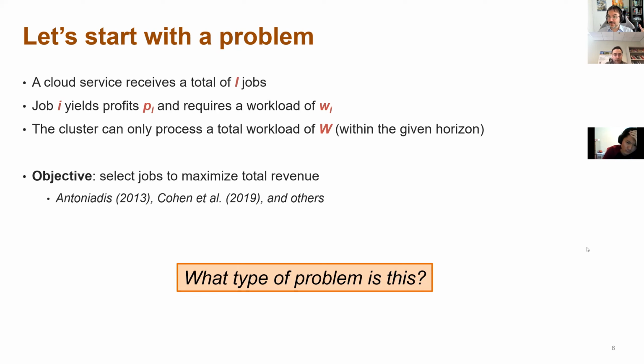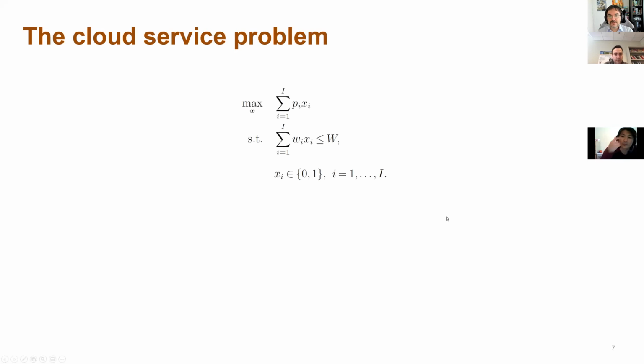Perfect. It's a knapsack problem. The knapsack problem we all know, we love, very classical. Everybody understands it, right? So the cloud service problem is essentially a very fundamental knapsack. And you see, many people are studying this problem in different ways. For instance, a very recent paper by Cohen, essentially we have a chance constraint here with some distributions on the weights, but it's essentially a variation of a knapsack problem. Okay, fantastic. So how would you solve this knapsack problem?